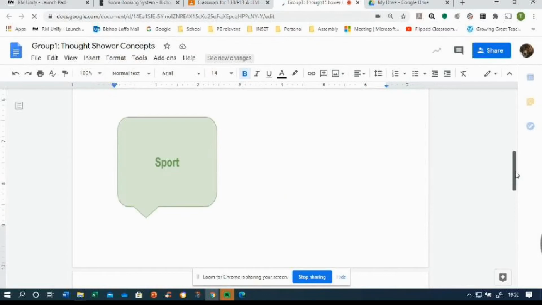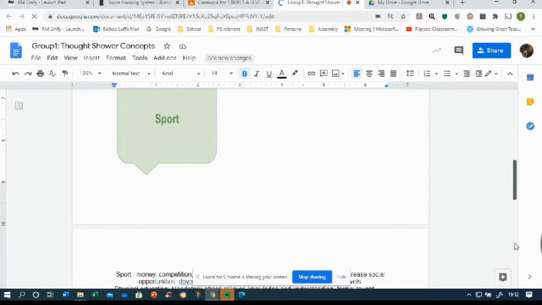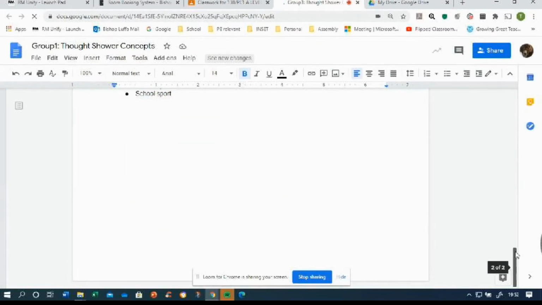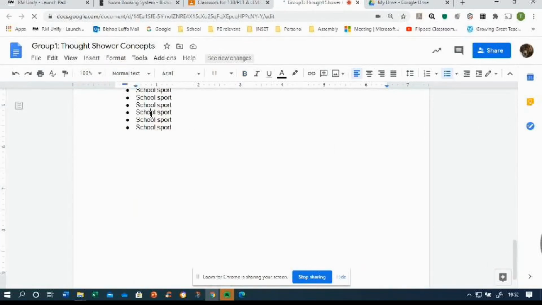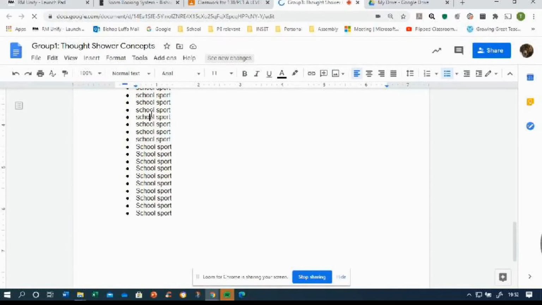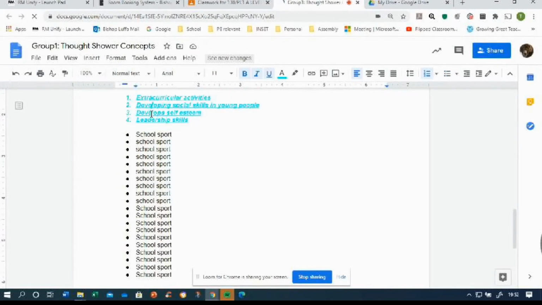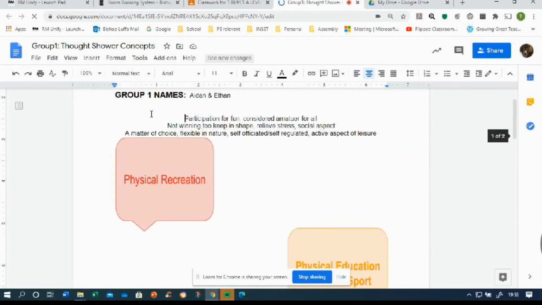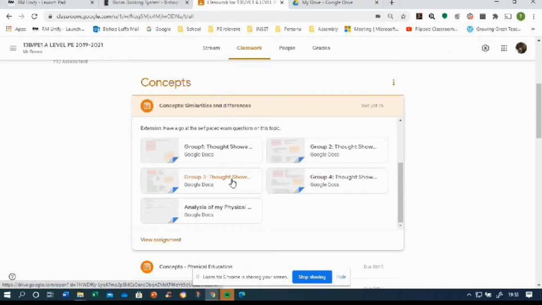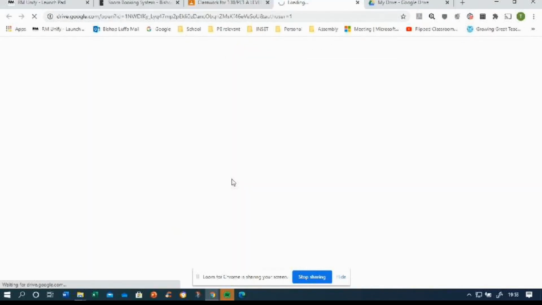Now, this particular document that we're looking at here was created by 2 youngsters that weren't aware how to use the document fully and really struggled to adapt the picture that was in place. But you can see there that they put some of their ideas on. If I go to another thought shower, we'll go to a group that was able to add to the diagram itself.